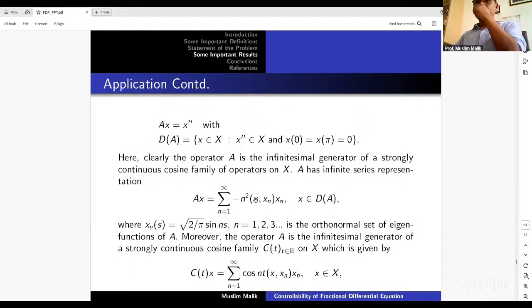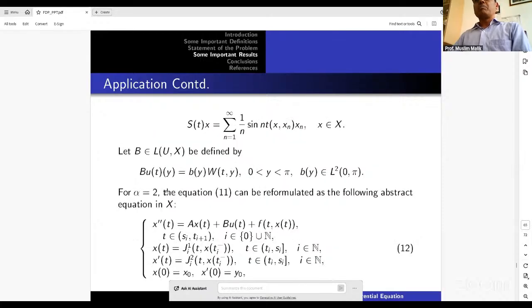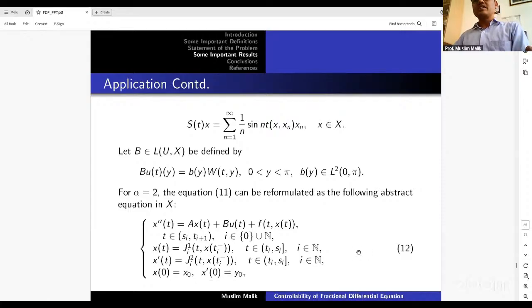This property we use, applying functional analysis to find the solution. Okay, and then this is the expression for this cosine operator, and by all this setting we can say that our PDE can be written in this ODE form. So the conversion of the PDE into this ODE form is called the abstract formulation.